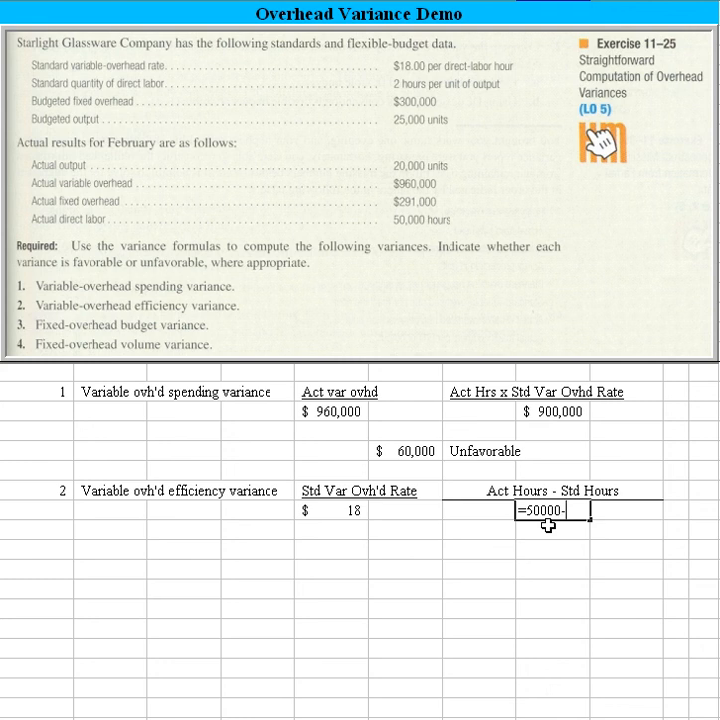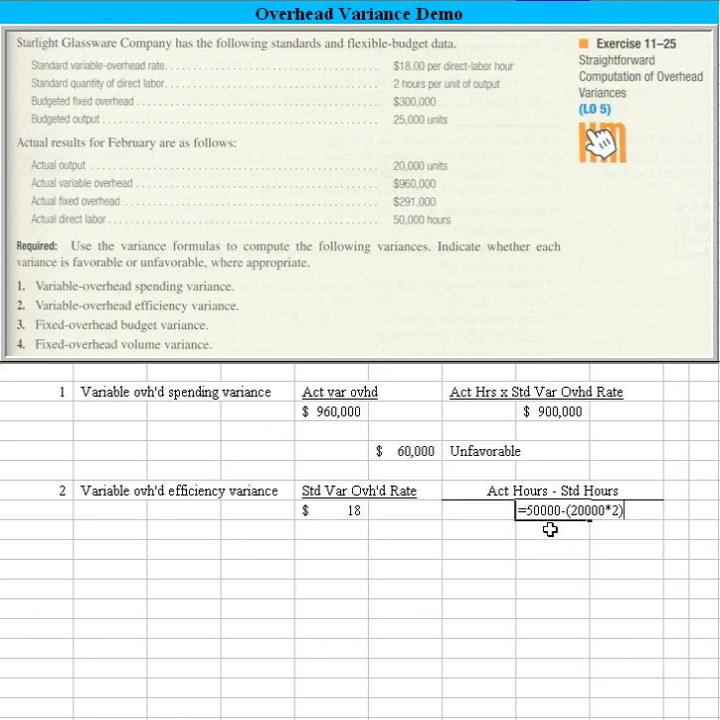Now, the output was a little different. The output was actually 20,000 units, and we were allowed 2 hours per unit. So the flexible budget, given the production we had, should be 20,000 times 2, or 40,000. I'm talking about this term right here. So if we take the actual minus the standard, we really have a variance in hours of 10,000.